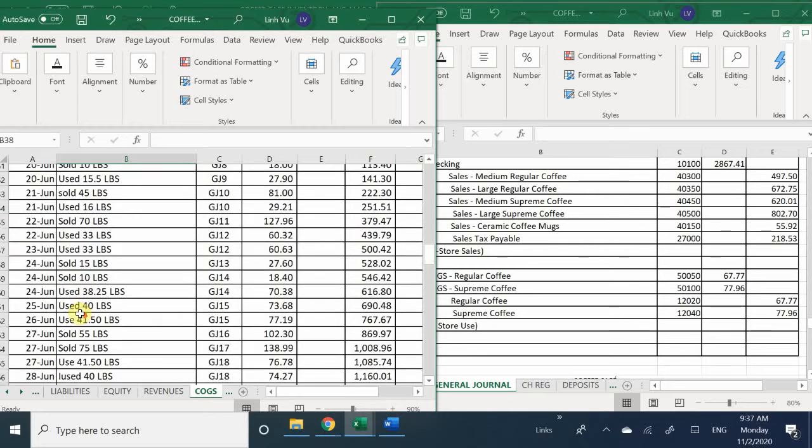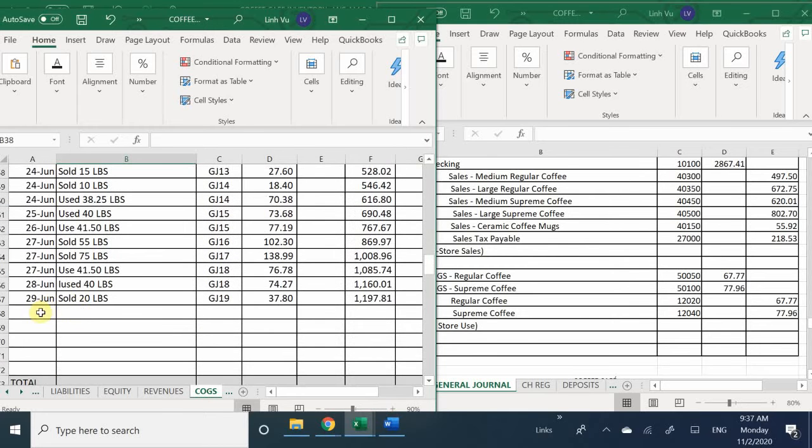Okay. Then we do Supreme Coffee. 41.25 used. GJ 20. 77.96. Oh, that's going wrong last time.